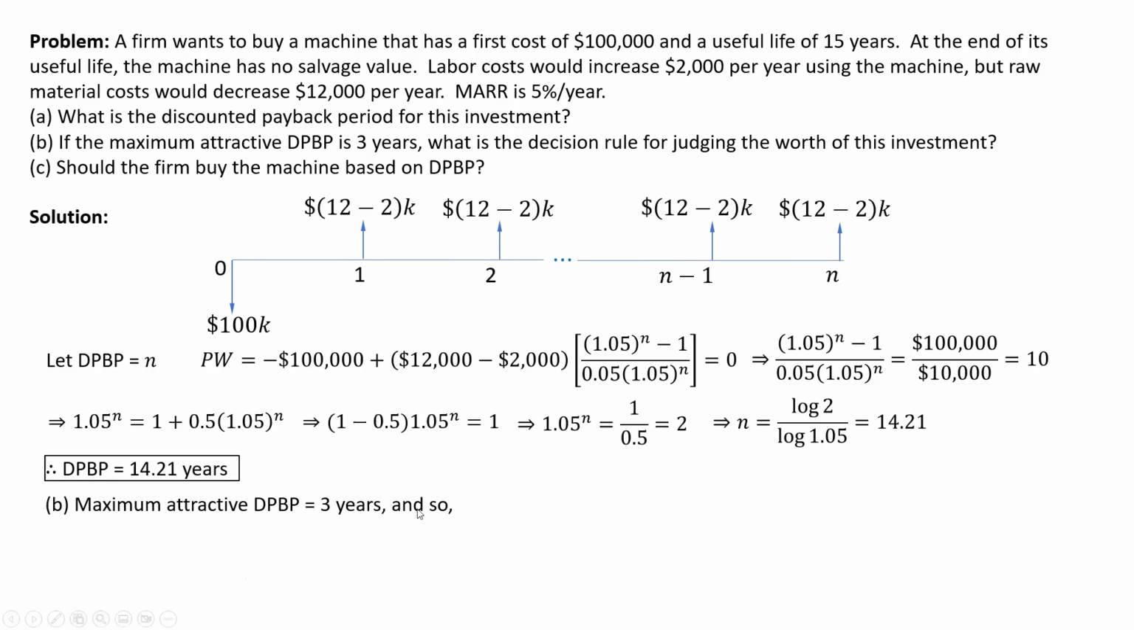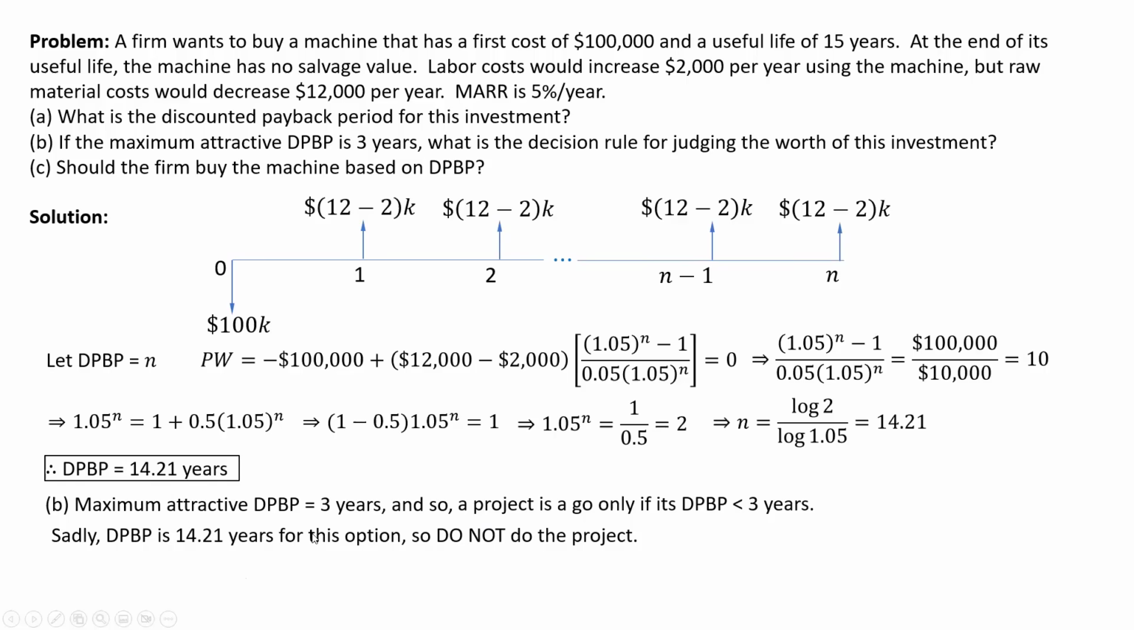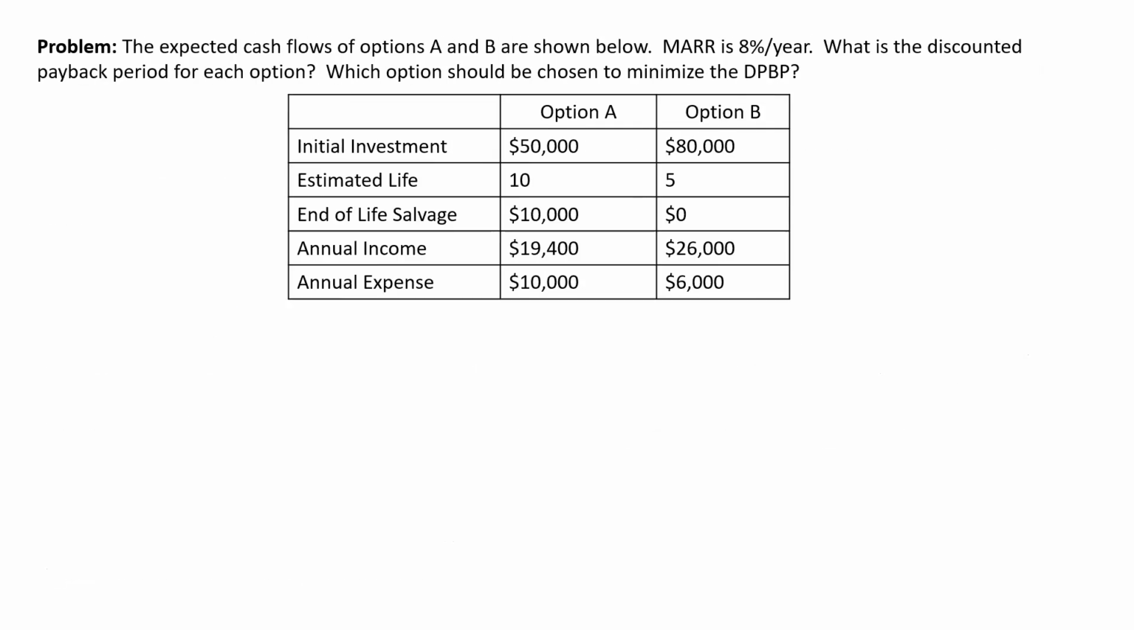And so what should we say? Well, this DPBP is 14.21 years. So this particular machine apparently will give you benefits only after 14 years of running it. Management wants it less than, or equal to, 3 years. So the project is a go only if its DPBP is less than 3 years. And so sadly, 14.2 years for this option. So do not do the project. Should the firm buy the machine based on DPBP? The answer is no. Don't do that. Cool. All right, that's a good example.